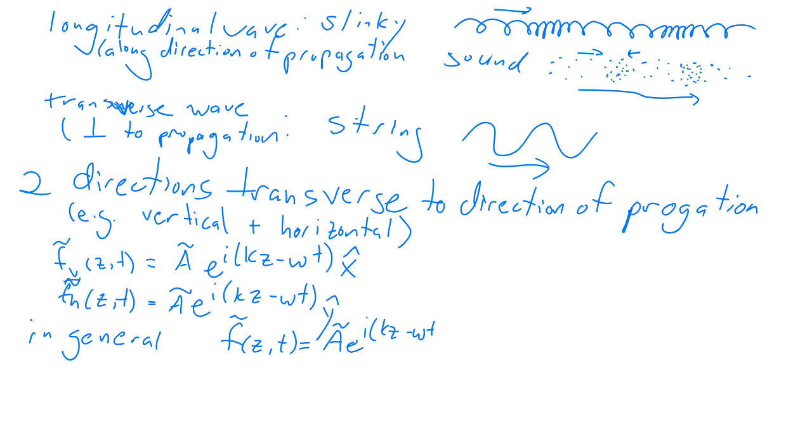And I'm going to indicate this direction with an n hat, a unit vector right there. And what we're going to do is call that which transverse direction the disturbance is oriented, and we're going to call that the polarization vector.